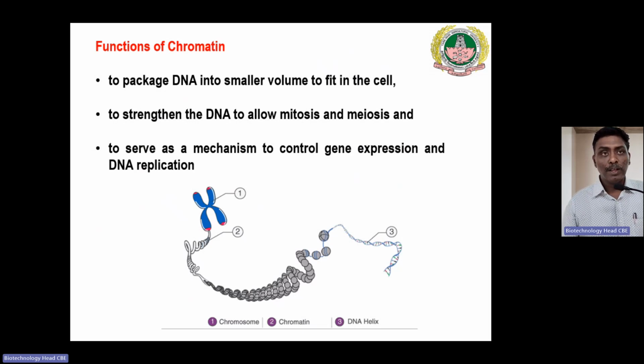Coming to the functions of the chromatin, we can see them one by one. The main function is to package the DNA into a smaller volume to fit in the cells, so chromatin is involved in the DNA packaging process. The second function is to strengthen the DNA to allow mitosis and meiosis. The final function is to serve as a mechanism to control gene expression and DNA replication. The picture below shows the chromosome, chromatin, and DNA helix.